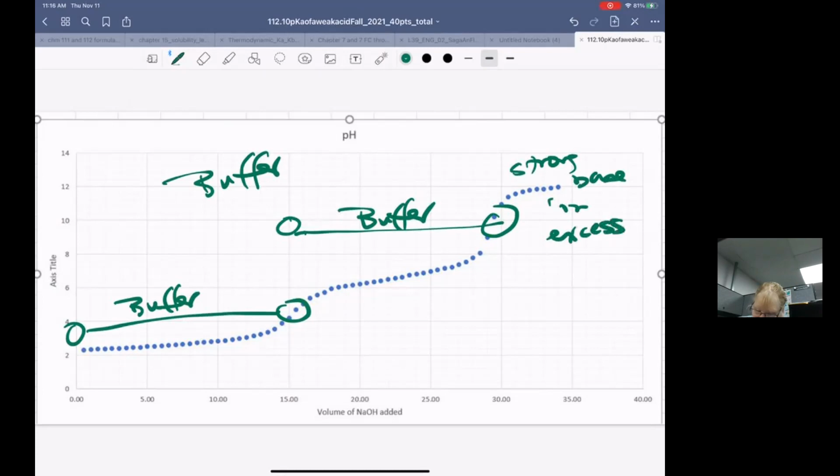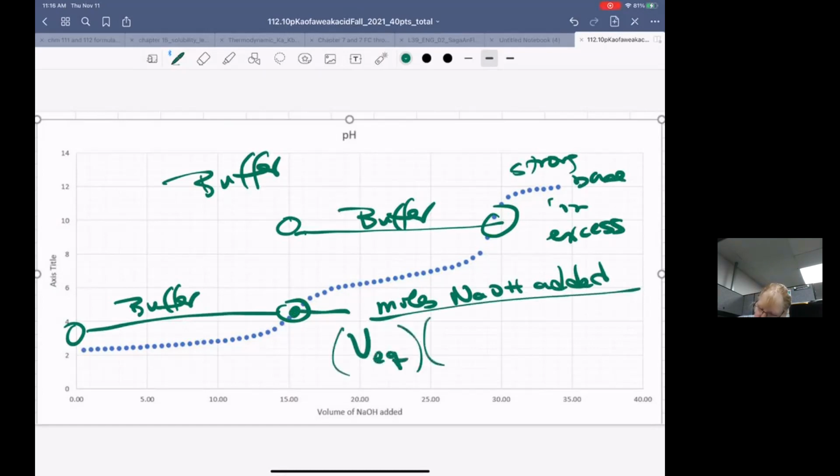And we need to do one more thing on this one. We need to find the moles of the NaOH added. The moles of the NaOH added at the equivalence point is going to be the volume at the equivalence point of the NaOH multiplied by the molarity of the NaOH, because volume times molarity is moles.